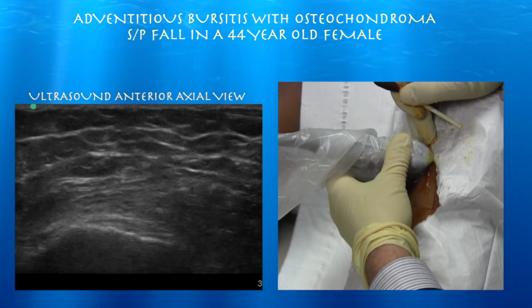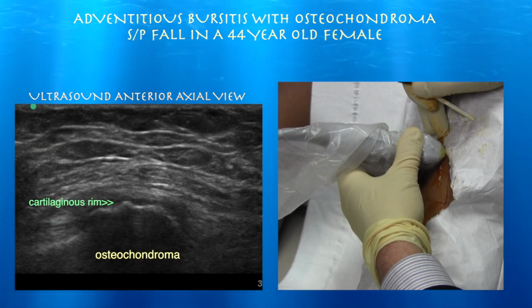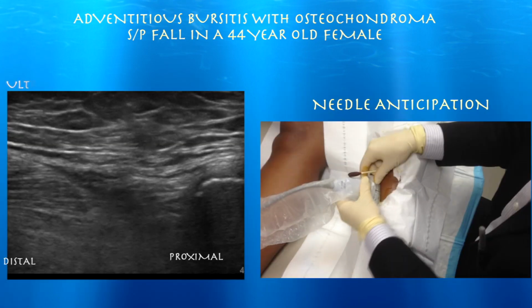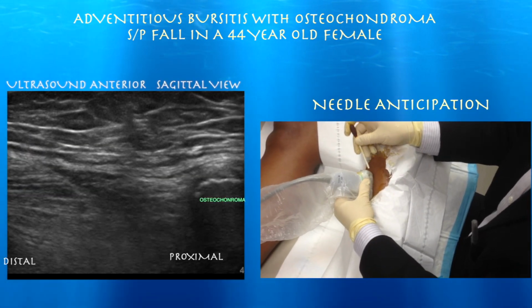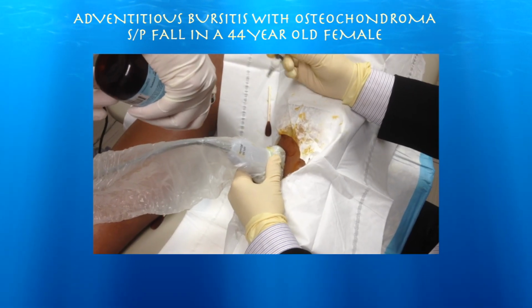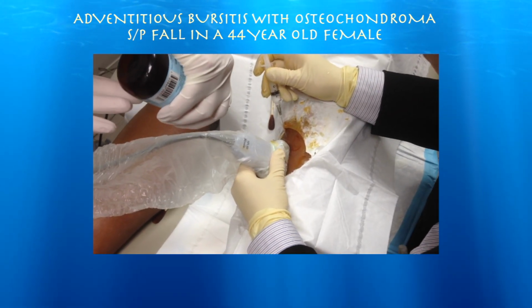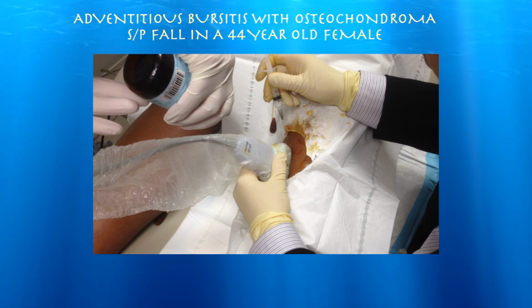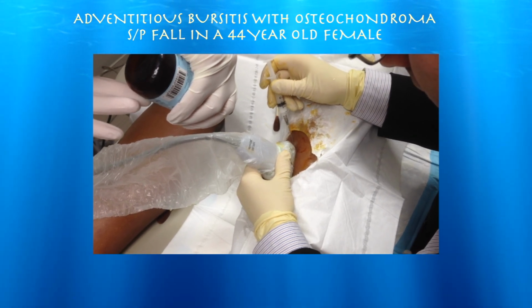So here in axial view you can appreciate this osteochondroma with this cartilaginous rim. And now we're basically prepping for the procedure. We're in an anterior sagittal perspective with the probe, and we're going to be basically seeing the needle in long axis going from proximal to distal.